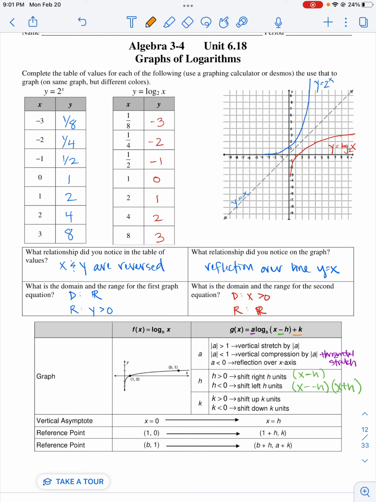Our vertical asymptote is going to be wherever the h value is, so wherever the function moves left or right, that's going to be where our vertical asymptote is. Our reference point is always the point (1, 0), and then plus (h, k). So it moves left or right and then up k units. Depending on what your equation says, you're going to move from that anchor point of (1, 0). And in general, the reference point (b, 1) is where you start, and every point from there is going to be moved h units or k units: h units left or right, and k units up or down.